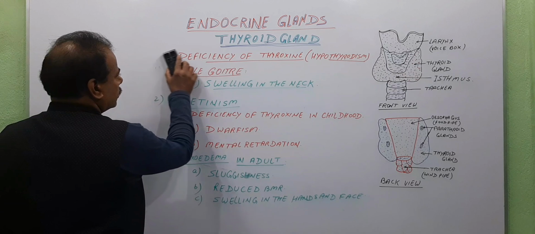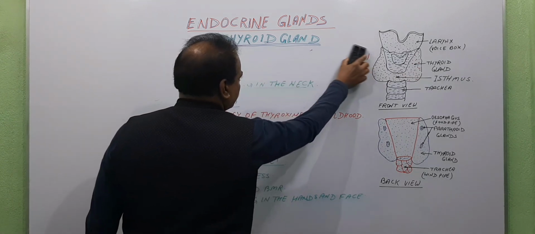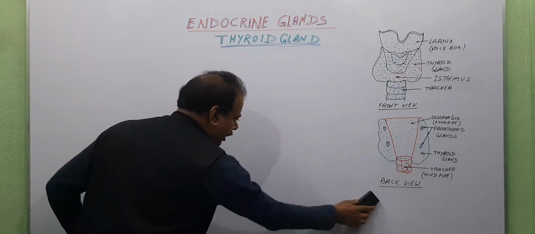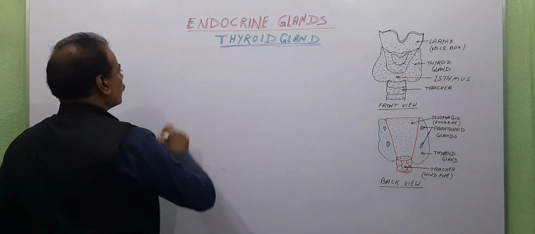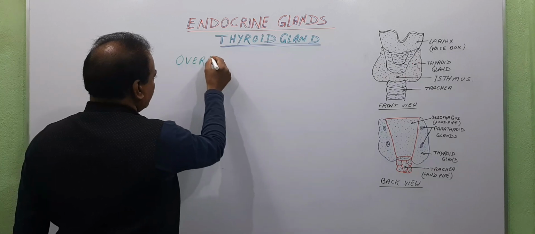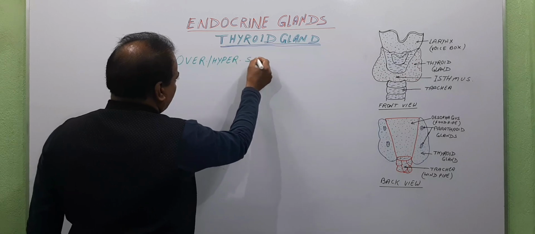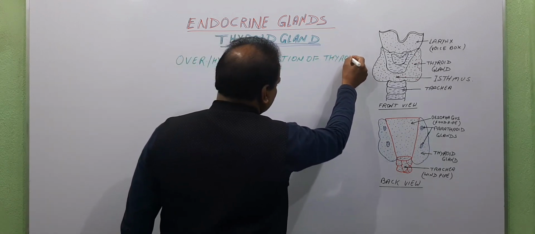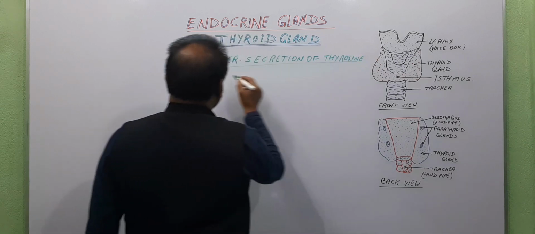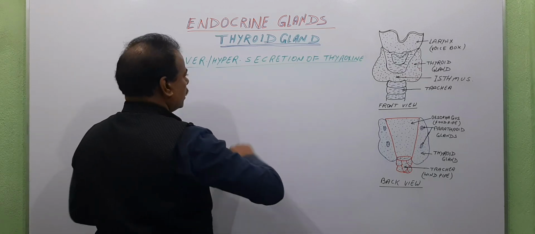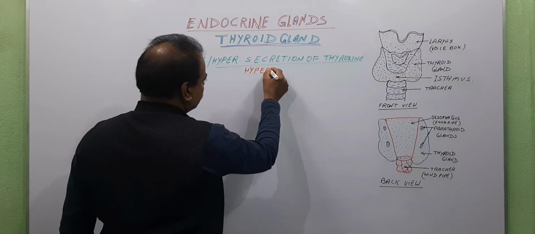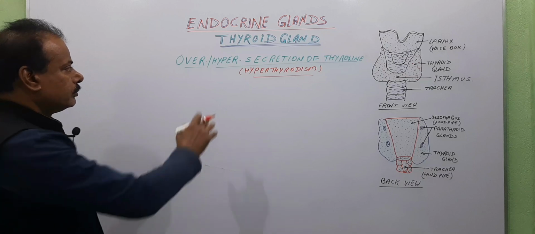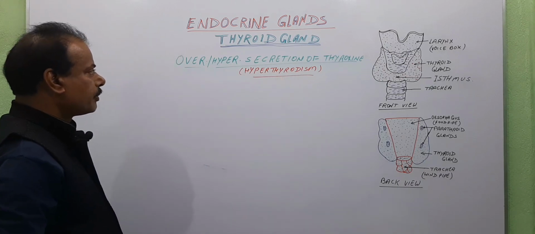Now we will discuss hyperthyroidism. Hyperthyroidism is also known as oversecretion of thyroxine. Over means hyper. Hypersecretion of thyroxine, or it is also known as hyperthyroidism. So hyperthyroidism means oversecretion of thyroid secretions or hypersecretion of thyroxine.